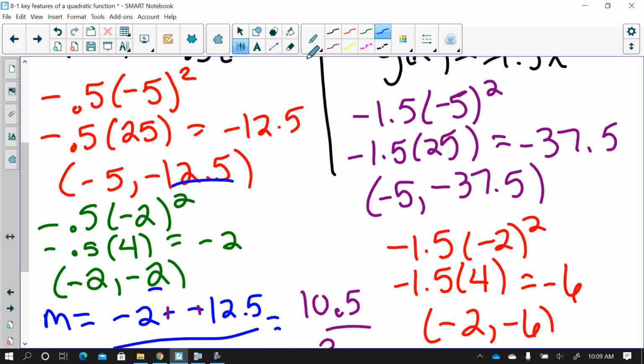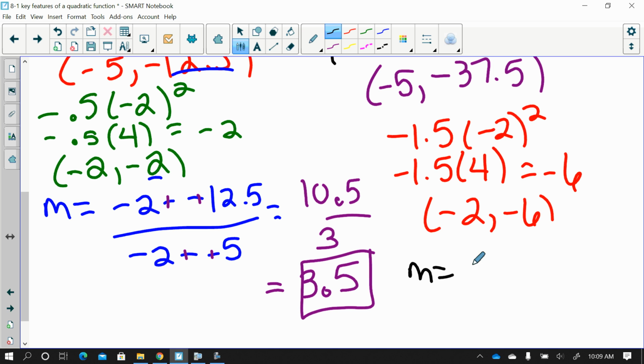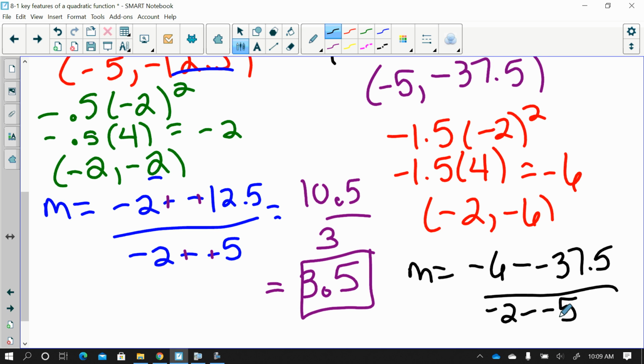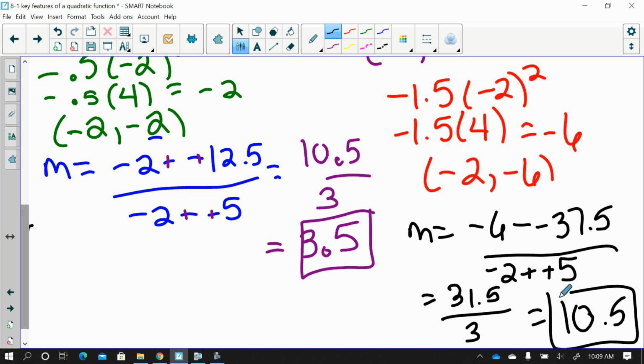So again, we're going to do slope. So m equals negative 6 minus negative 37.5 divided by negative 2 minus negative 5. Negative 6 minus negative 37.5 gives me 31.5, over a positive 3, gives me 10.5. Okay, so g of x has a much steeper slope.